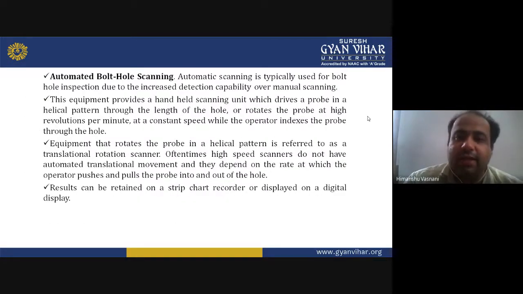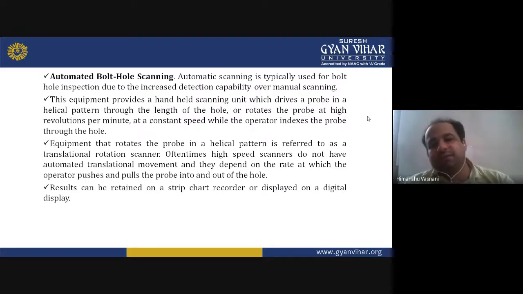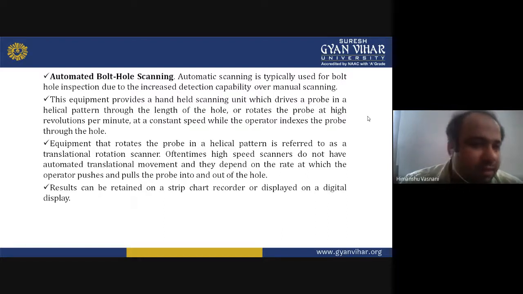Automatic scanning is typically used for bolt hole inspection due to the increased detection capability over manual scanning. This equipment provides a handheld scanning unit which drives a probe in a helical pattern through the length of the hole, or rotates the probe at high revolutions per minute at a constant speed while the operator indexes the probe through the hole.